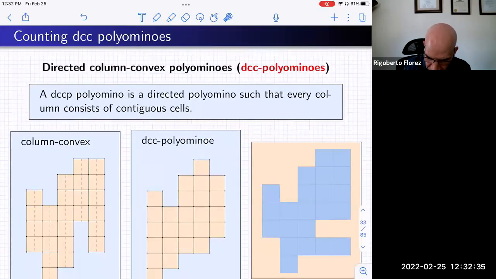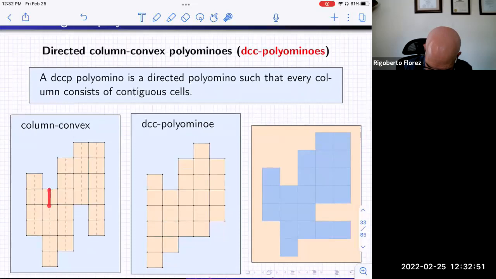Okay, first of all, let's define one special type of polyomino, and we call that one column-convex. Column-convex means a polyomino such that when you have a vertical line, the vertical line is totally contained within the polyomino. You see, this is column-convex, and the other property is directed. Directed means that starting from the lowest point on the left, you can go wherever you want using only vertical or horizontal steps. You can go from here to here to here if you want. And that is a directed column-convex polyomino.